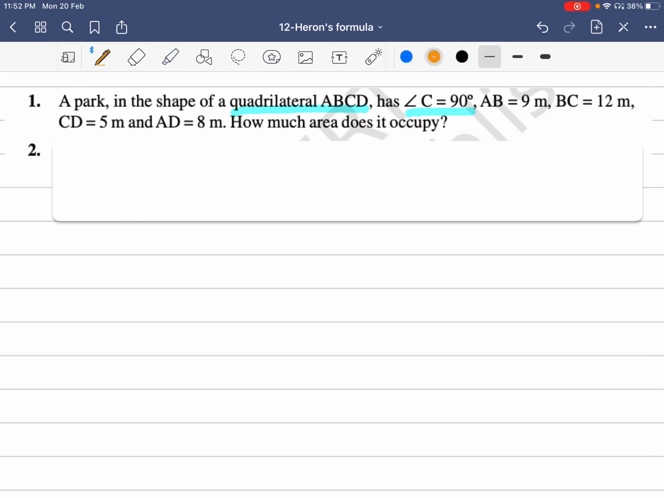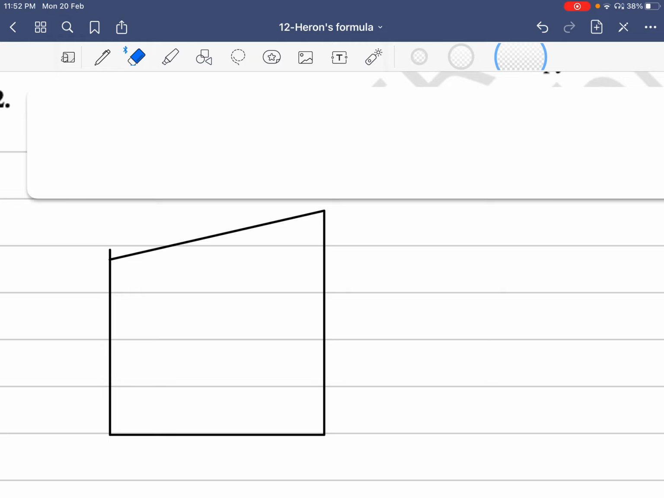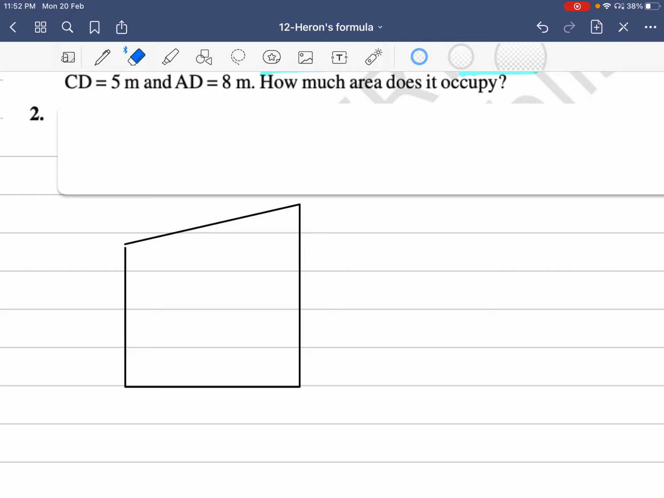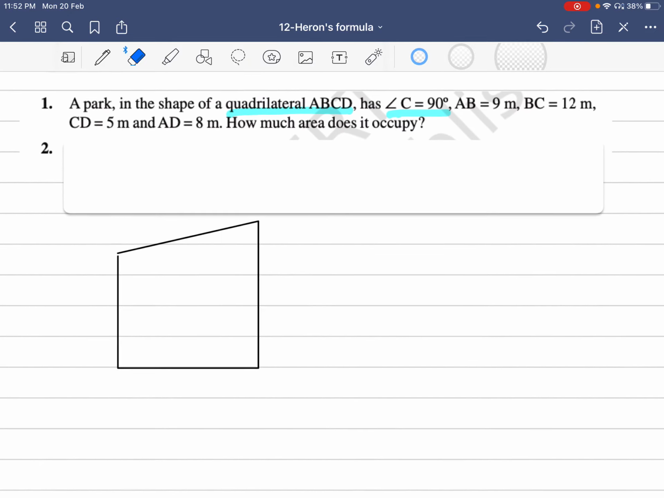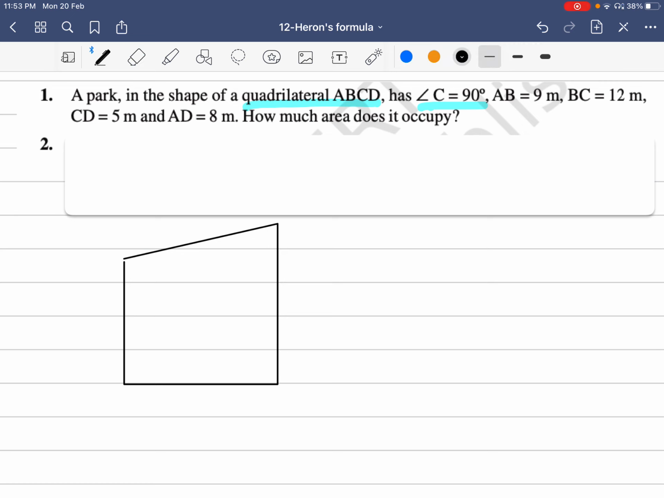So let's try to draw a quadrilateral first, with C as 90 degrees. Something like this. Okay, cool. So angle C here is 90 degrees, so that is an important part. Then let's put here as B, let's put this as A, let's put this as D.